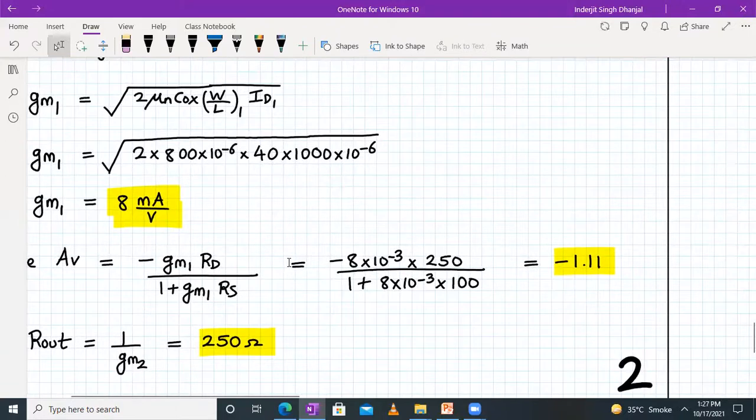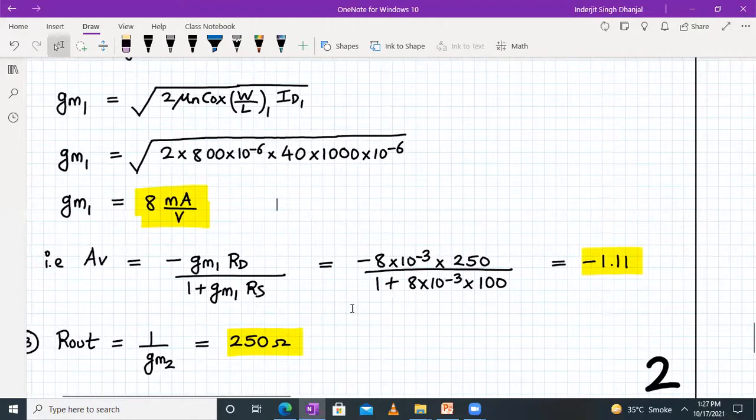So finally we find the value of AV, which is minus GM1 into RD divided by 1 plus GM1 into RS. RD is 250 we calculated, GM1 is 8 milli, and RS is 100. If you plug in the values, you will get the voltage gain as minus 1.11. It is a 20 marks question, right? So finding the value of AV will fetch you maximum marks.